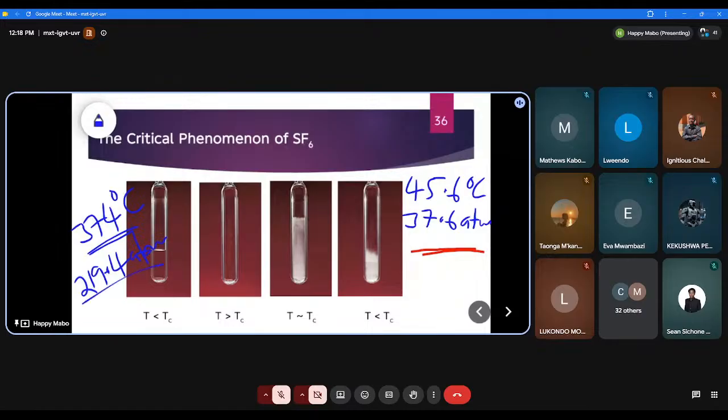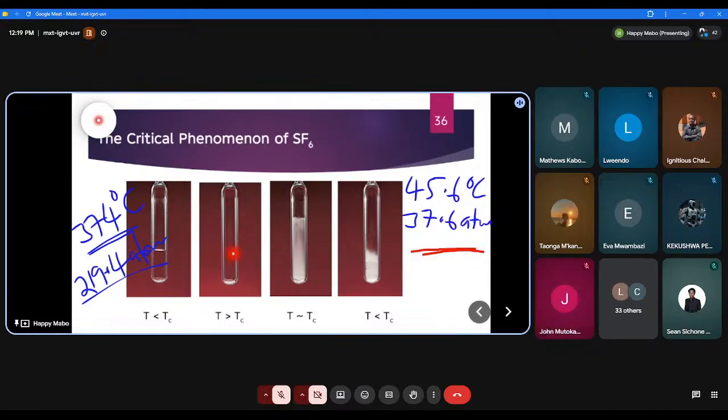atmospheres as the critical pressure. So for you to achieve this temperature and that pressure in the lab, it's quite a daunting task. It will be a challenge of sorts. But this temperature is easier for you to achieve, and that's why mostly we use this particular substance to demonstrate the concept of critical temperature and pressure.